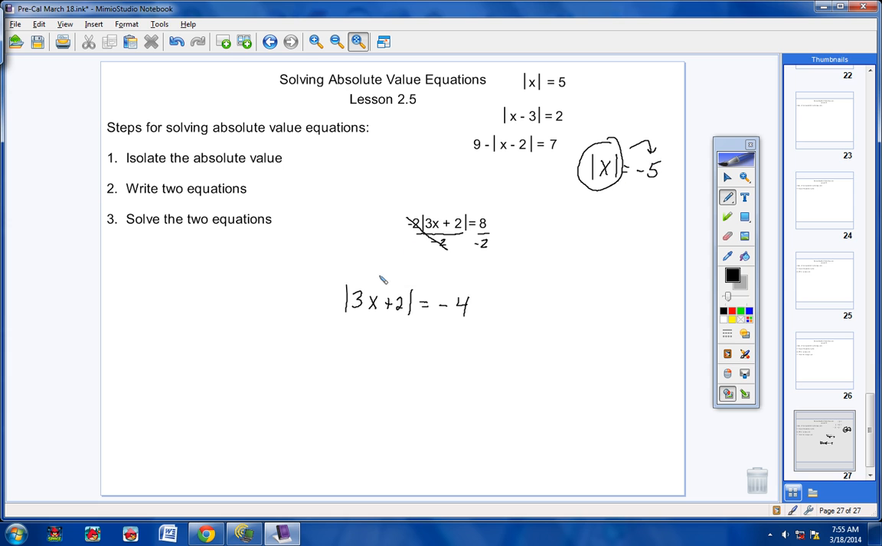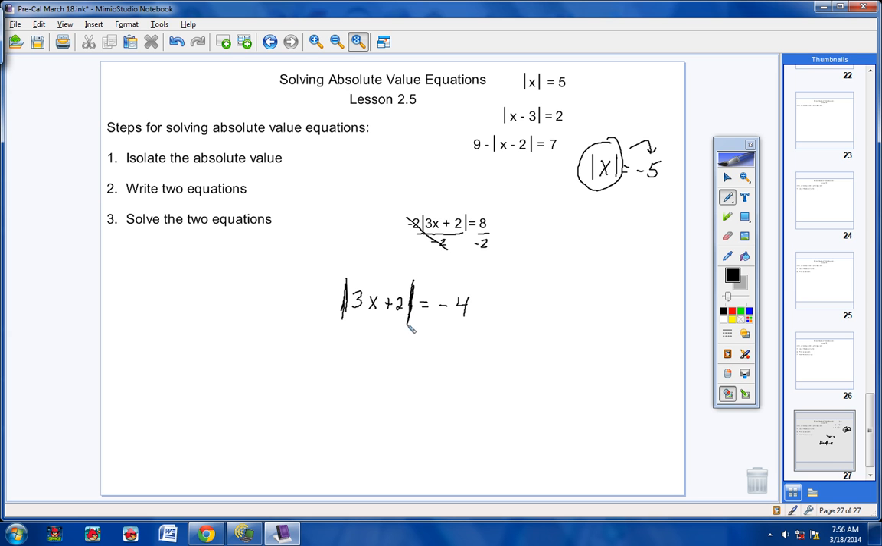Well, that's what you have here. You have an absolute value equal to a negative number. There is no solution to this. Please listen to me, Matthew, Caleb. Anytime you have an absolute value equal to a negative number, you're not going to get a solution. The answer is no solution.